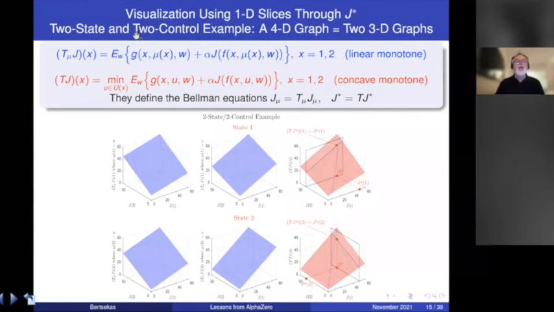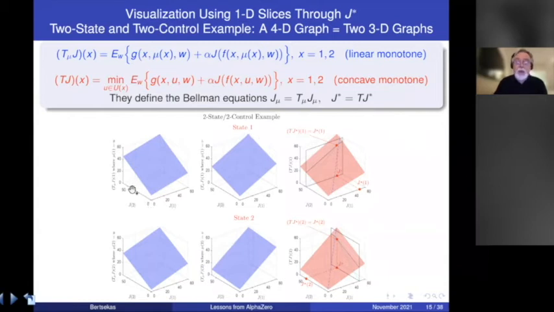To give you an idea of this, let's consider a two-state and two-control example. We already have a four-dimensional graph, but we can represent it as two three-dimensional graphs. And I'm going to do it here. Okay, blue stands for the mu operator, and red stands for the min operator. Here is the T mu operator, and it has two components, one for state 1 and one for state 2. And I'm showing these components here for state 1 and for state 2. And this is linear and monotone, and this is concave and monotone.